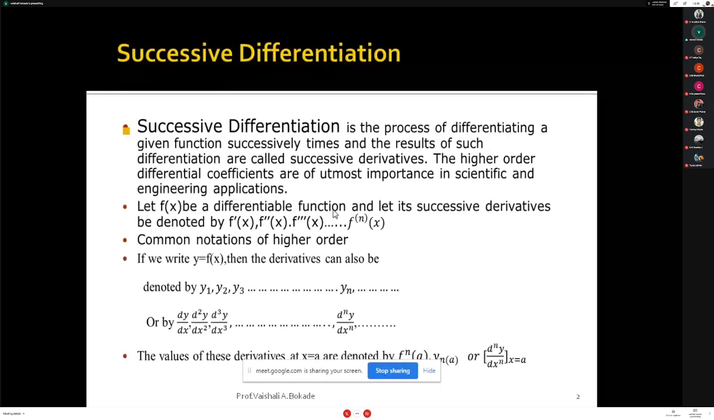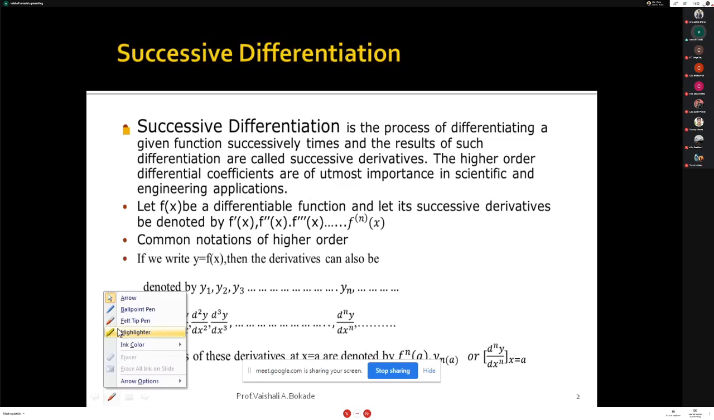The common notation for successive differentiation is as follows. I have this function y is equal to f(x). I hope my arrow can be visible now. If I have the function y is equal to f(x), then I write the derivatives of y as y1, y2, y3, y4, y5, and so on. yn means the nth derivative of y with respect to x.